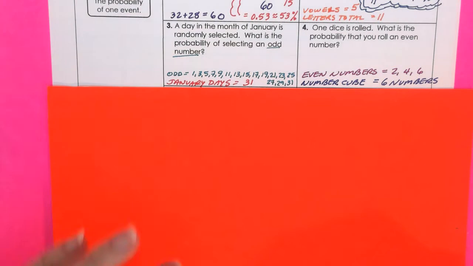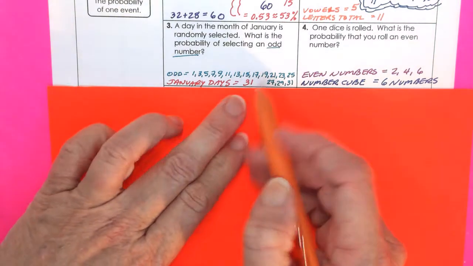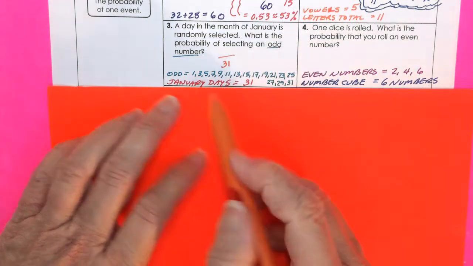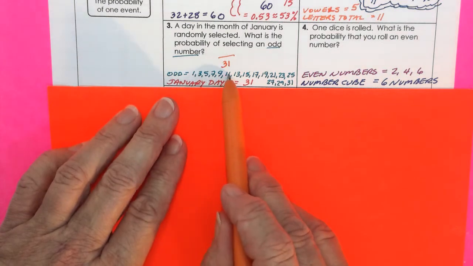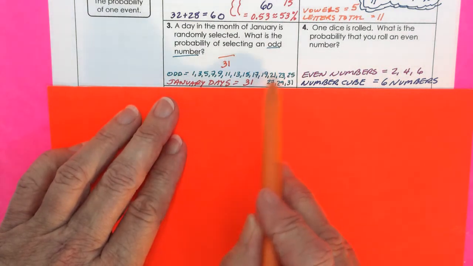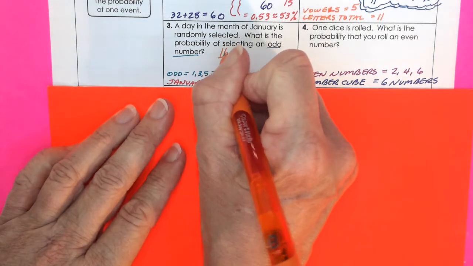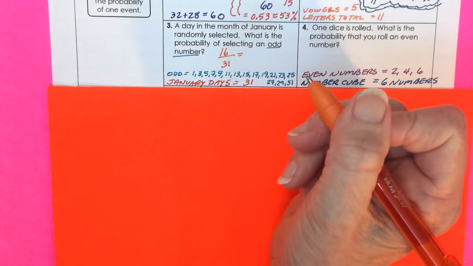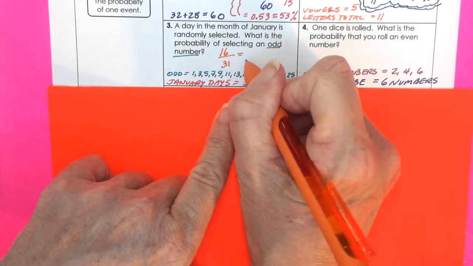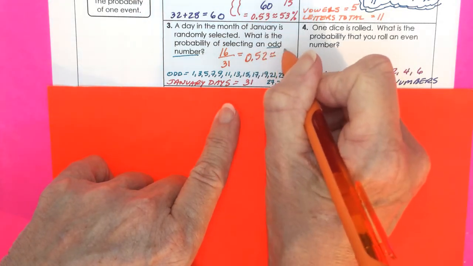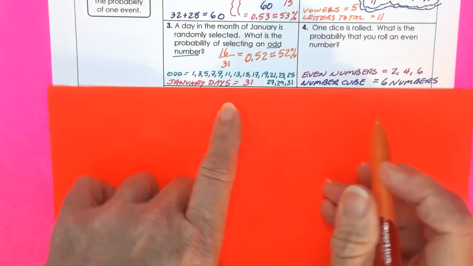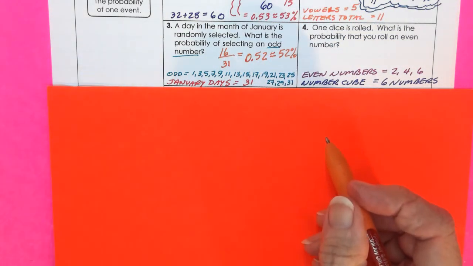A day in the month of January is randomly selected. What is the probability of selecting an odd number? Well, there's 31 total days. That's your denominator. And your odd numbers are 1 through 31 as noted here, so let's count them. 1, 2, 3, 4, 5, 6, 7, 8, 9, 10, 11, 12, 13, 14, 15, 16. 16 out of the 31 are odd numbers. So there's your answer as a ratio, 16 out of 31 chance. In decimals, that would be 0.52. When you multiply times 100, that's about a 52% chance of selecting an odd day out of all the days.